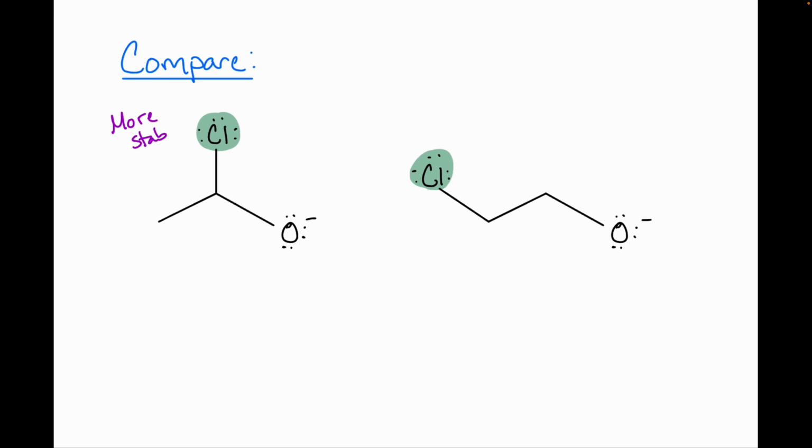meaning that was my stronger acid. This one's less stable, meaning that one's my weaker acid. All right, so in addition to how many halogens, the proximity of those halogens also matters when we're talking about these inductive effects.